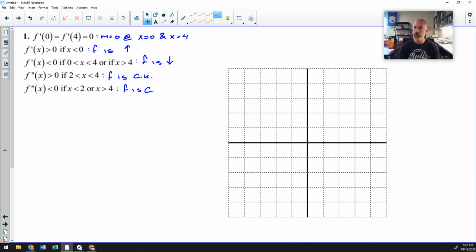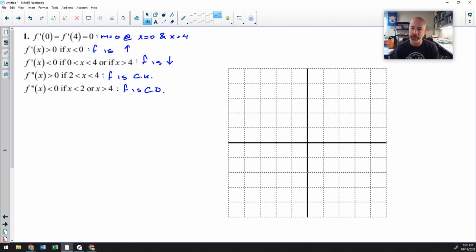And just a note for you, these are little notes I'm making for myself. I'm not turning any of this in to be graded. I don't condone the use of things like an arrow up for increasing or CU for concave up. But again, I'm just making notes to myself, so that's why I'm being a little bit lazy in my notation right there. So let's put this together.